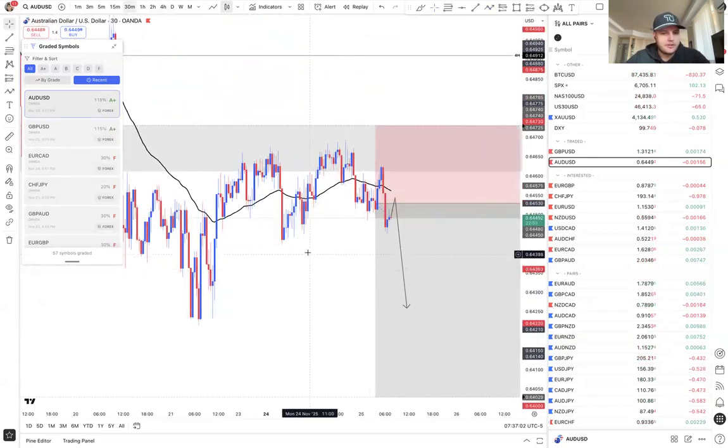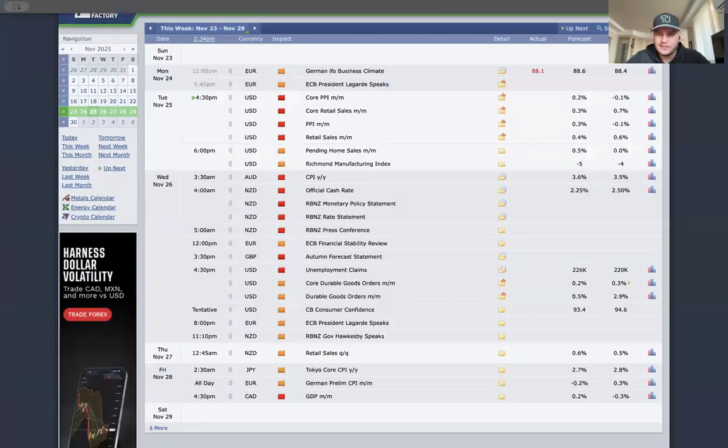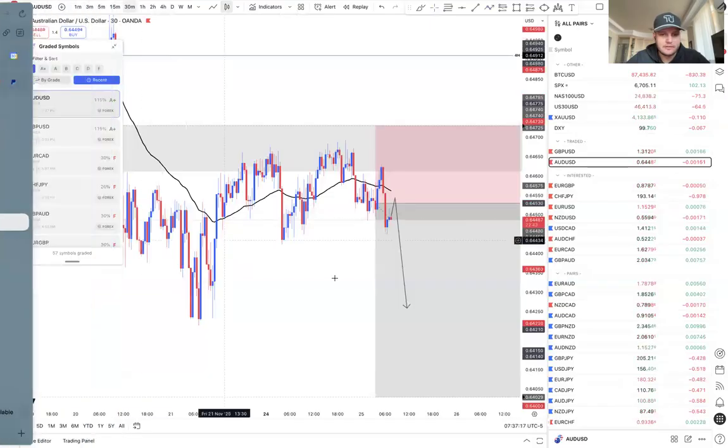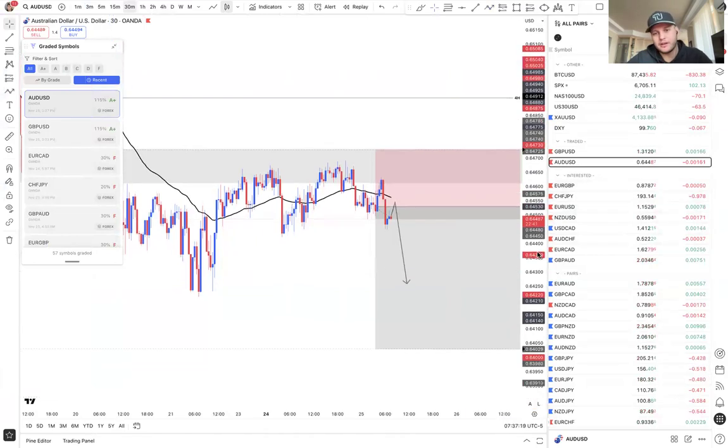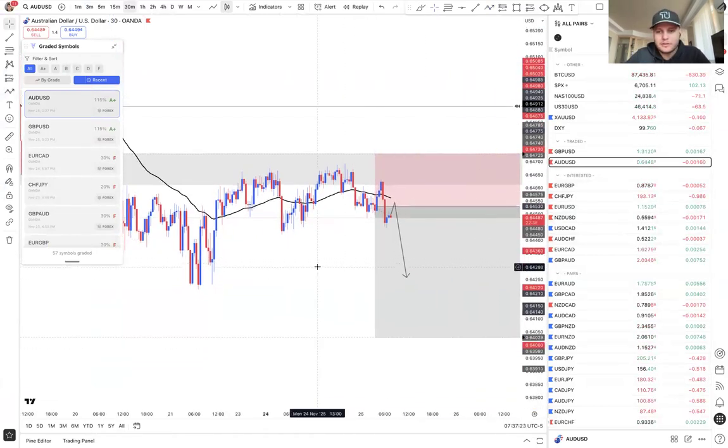all is good. Another thing to consider is the fact that we have USD news in an hour. So we have about an hour until we have the PPI and the retail sales. So that should give us a pump of liquidity and volatility in this market. So hopefully we don't get wicked out by that pump.